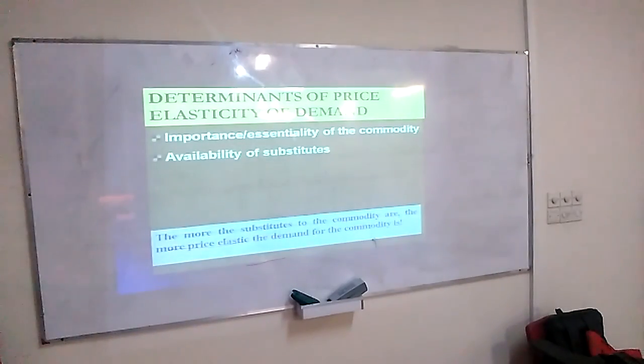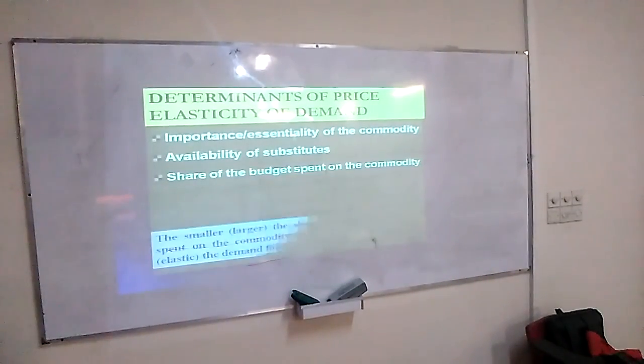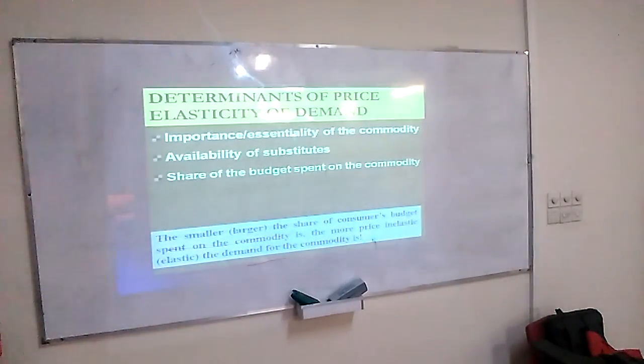So then, availability of substitutes. If the product got huge substitutes, you will switch to other product immediately if the price increases. For example, if the train price rises, what will happen? People will move to bus. If the bus price rises, people will go to train. So that is the thing. If you have substitutes, then definitely the demand for the product will be elastic or inelastic? Elastic. And share of the budget spent on the commodity. If the price is very low compared to income, the money you spend on the commodity is very low. So in that case, it will be elastic or inelastic? Inelastic.